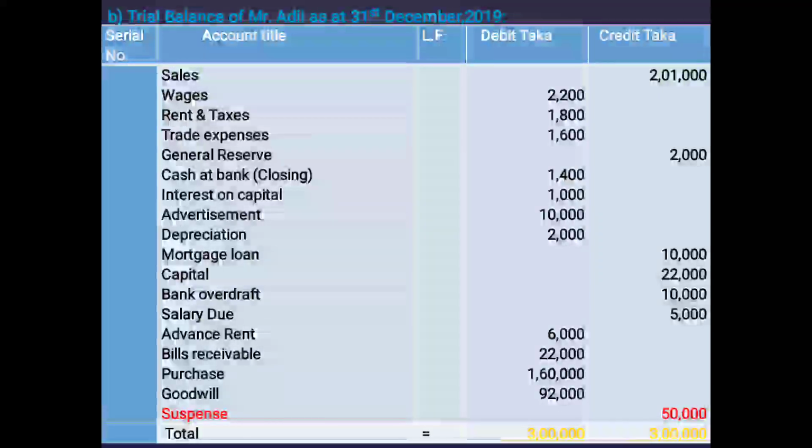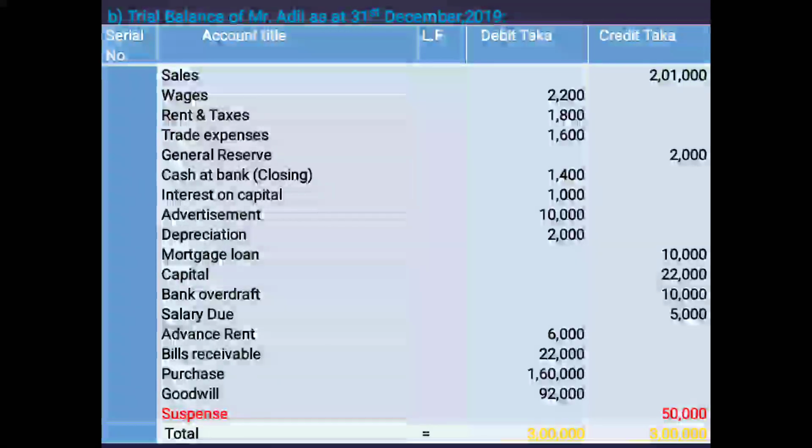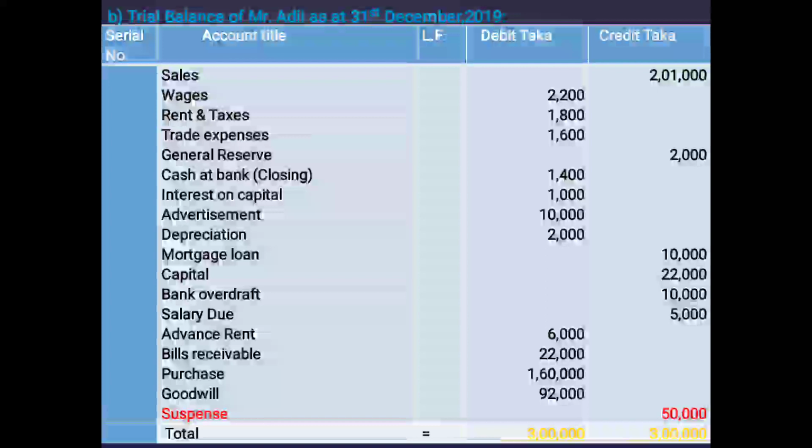Salary due is another name for salary payable, or salary outstanding, or accrued salary, or salary unpaid. This is the amount of liabilities, that is, current liabilities or short-term liabilities. All liabilities are credited. So salary due is credited in the trial balance for taka 5,000.